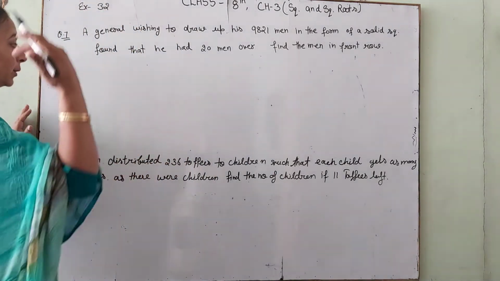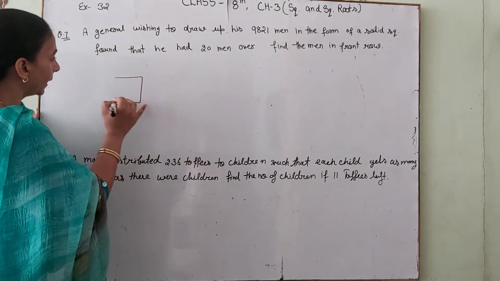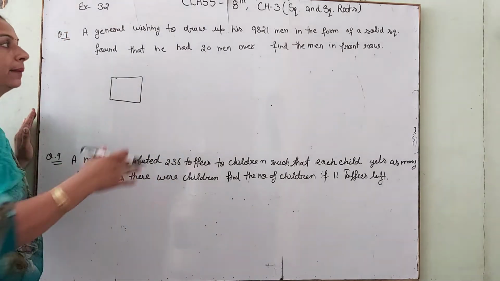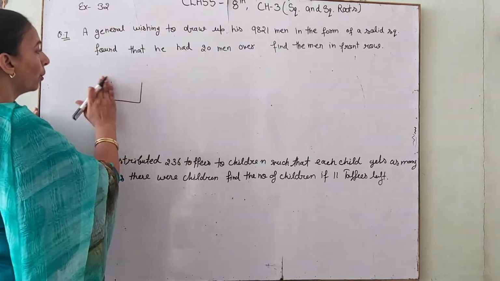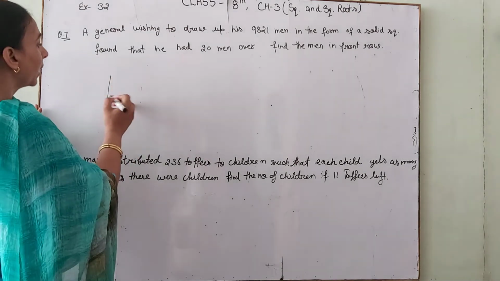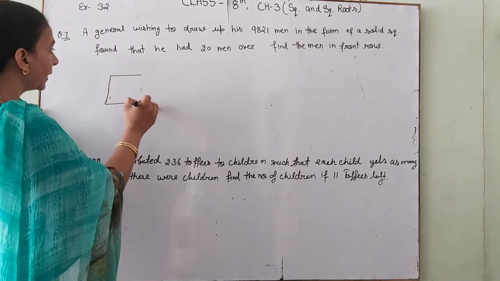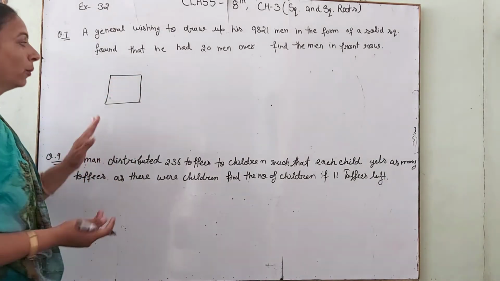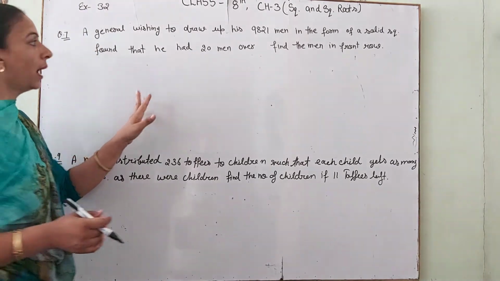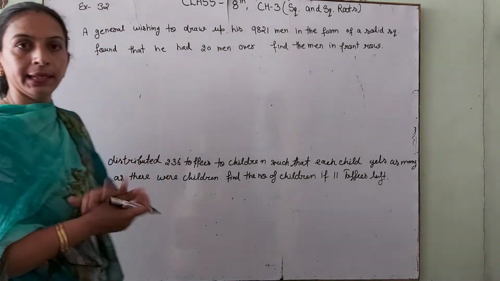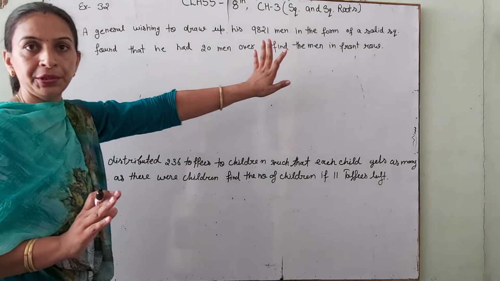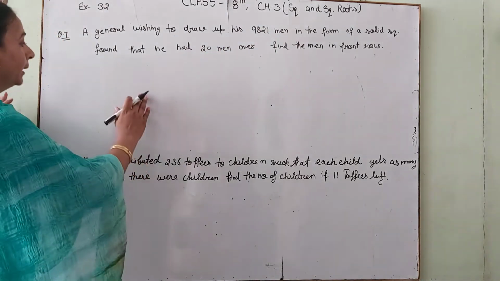We want to make a solid square from the men, in which 20 men are over, 20 men are left over from these. So we find the men in the front row. If row and column are the same, then this is the solid square. So we find the square root of the result after subtracting 20 from this number, because the 20 men are not included in a solid square. These are over men, so they are left.